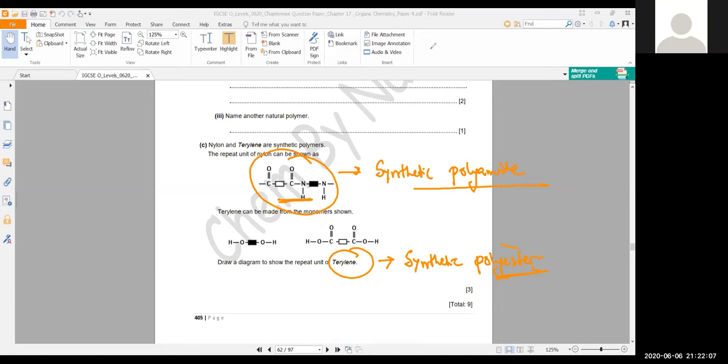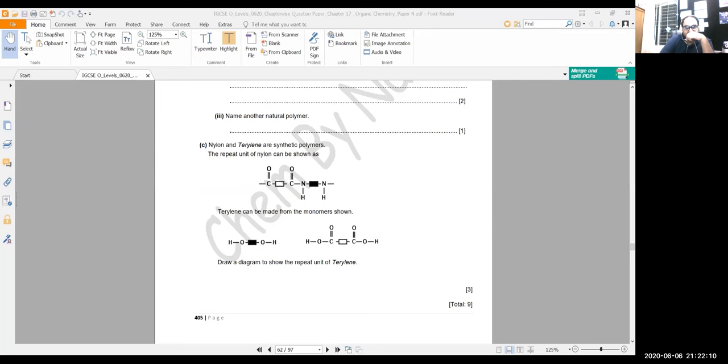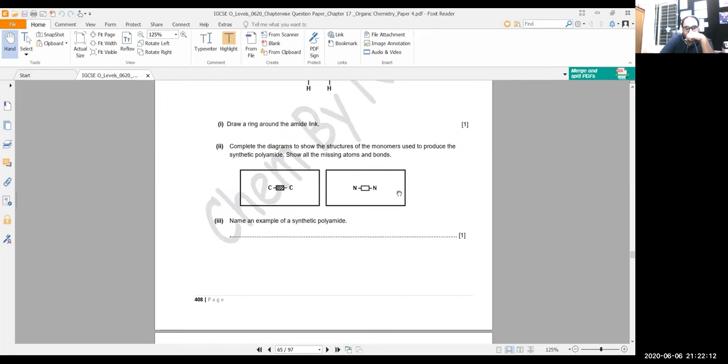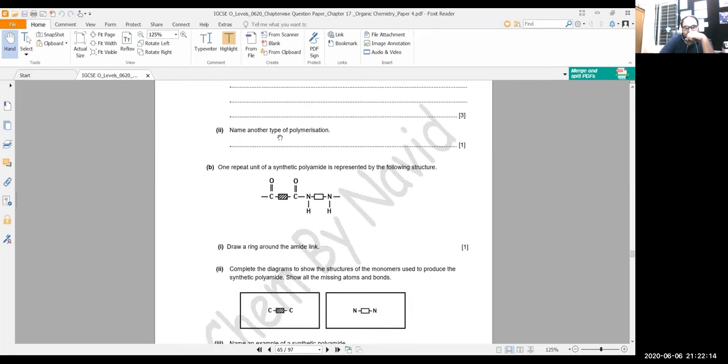Okay, so let's scroll through again to see if we can find anything. So again, what is this? B. Draw a ring around the amide linkage. What is the amide linkage? C double bond O bonded with NH. C double bond O bonded with NH. So this is our amide linkage.